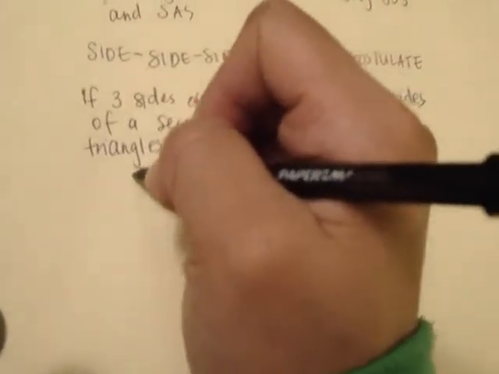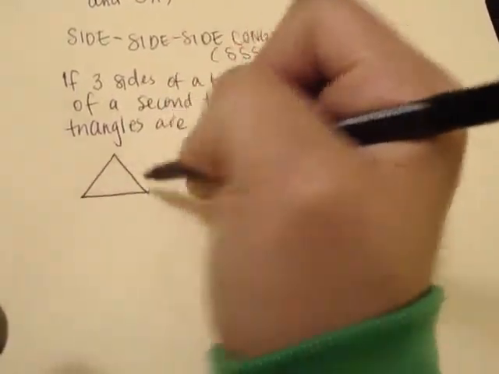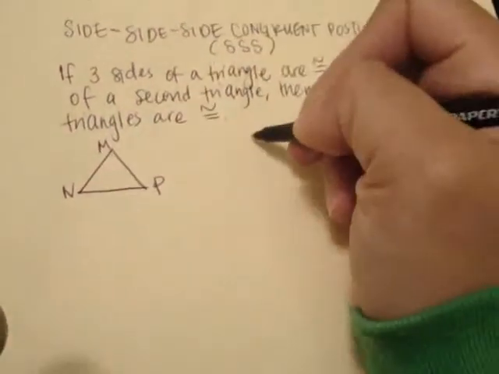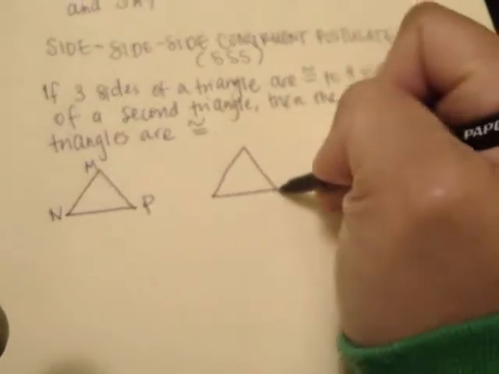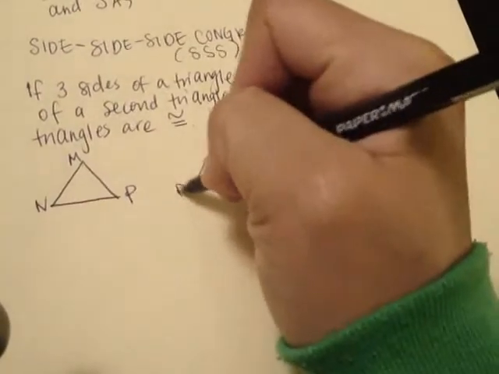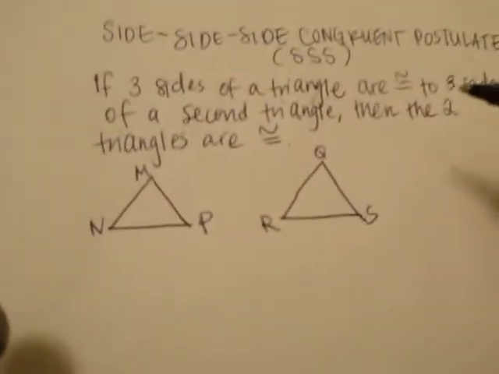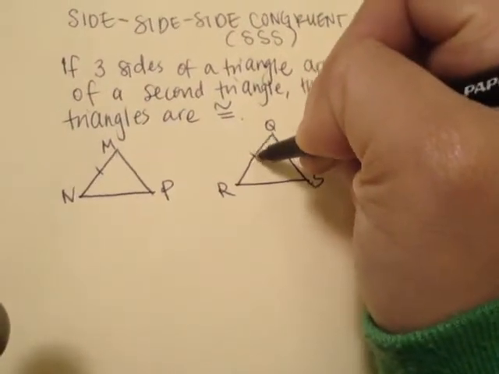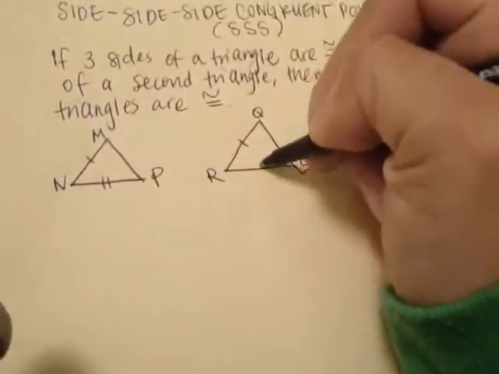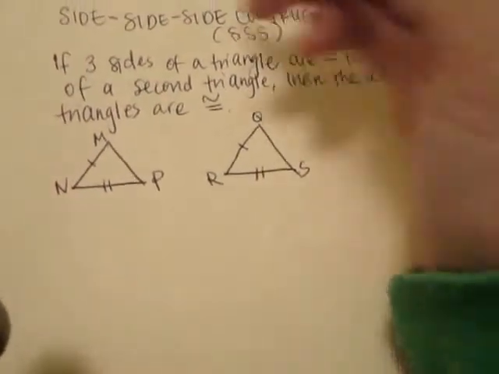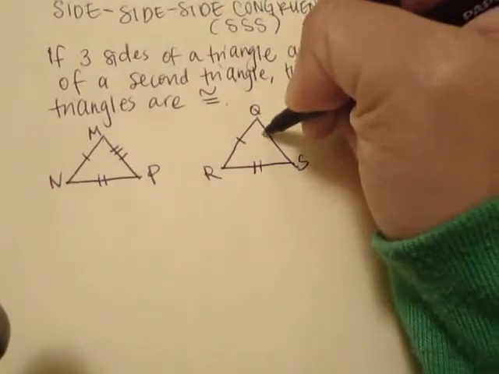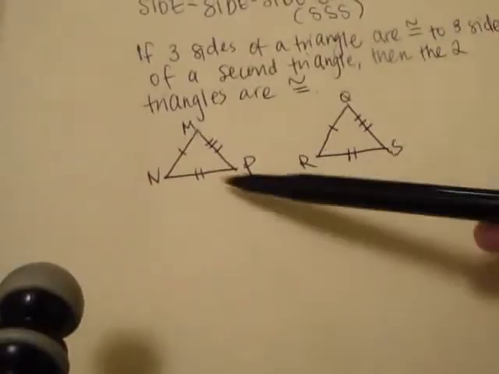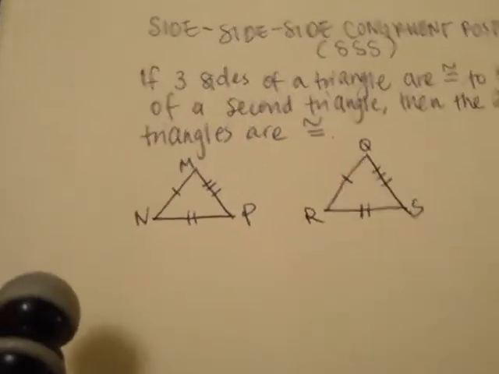Okay, so say you have these two triangles, triangle MNP and triangle QRS, and you learn that MN is congruent to QR and NP is congruent to RS and MP is congruent to QS. Then these two triangles are congruent to each other.